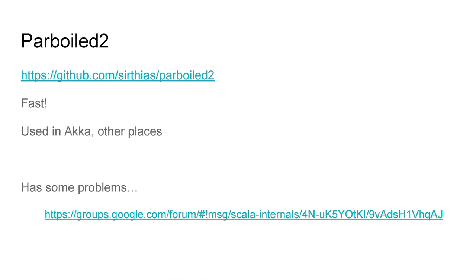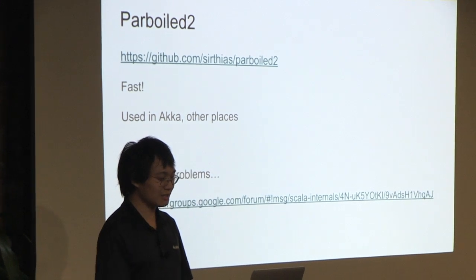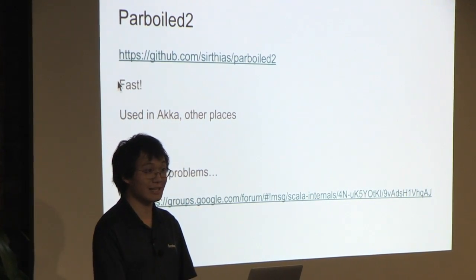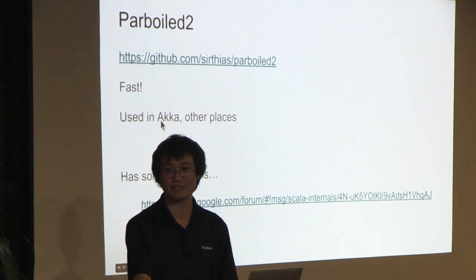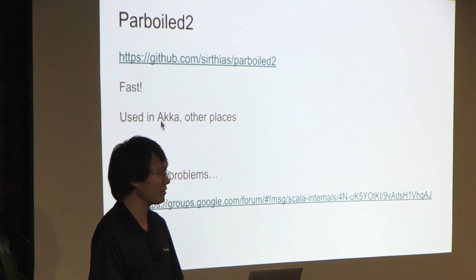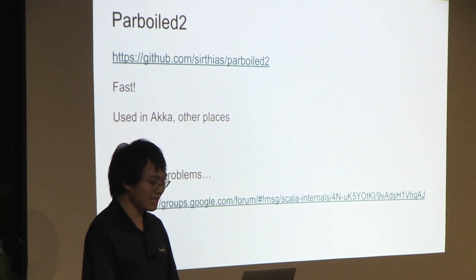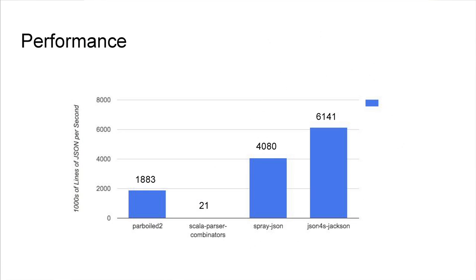So there's another parser combinator library out there, which in the Scala community is called Parboiled 2. And it's meant to be very fast. I think it's used in Akka HTTP, Akka Streams, and other things. So it is used in the real world, and it's fast enough, not 300 times slower than a hand-rolled parser. But it has problems.